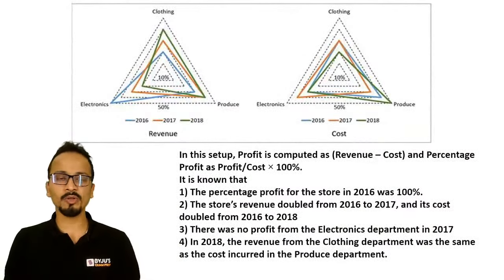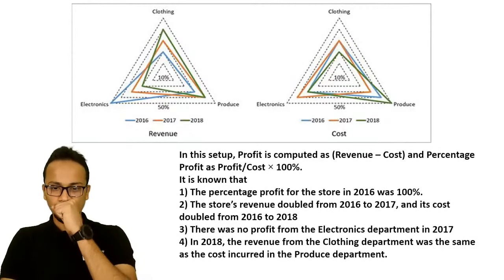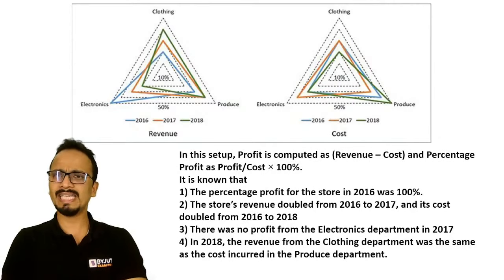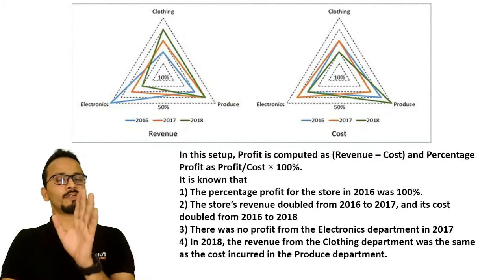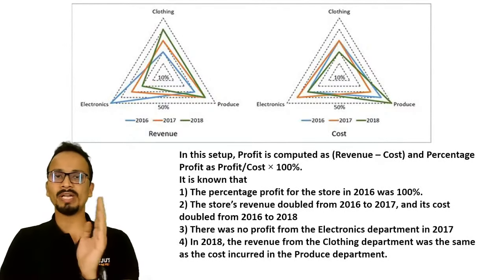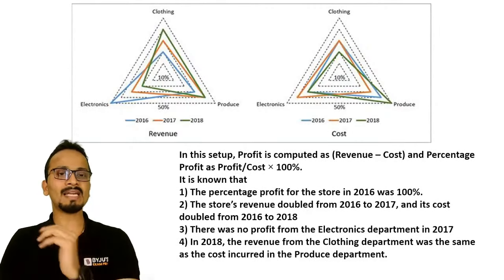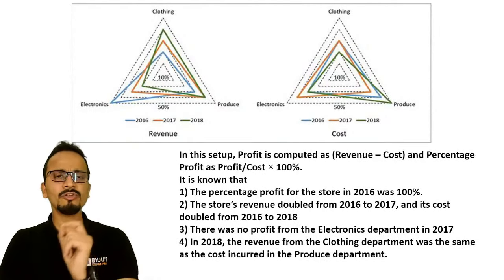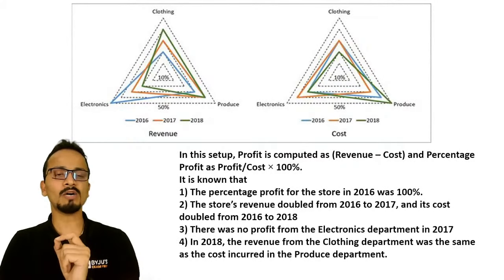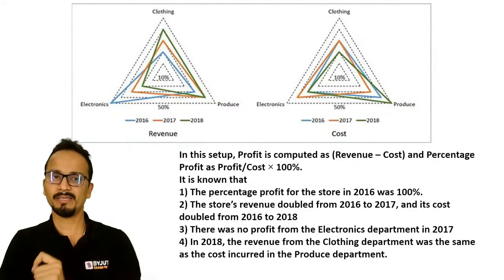So this is a triangular chart, a typical question of data interpretation. Have a look at it. Try to solve this, so read all the information. First of all, talking about the triangular chart, there are 2 triangular charts. One is for revenue and one is for cost. If I look at revenue, there are 3 years mentioned: 2016 with a blue line, 2017 with an orange line, and 2018 with a green line.